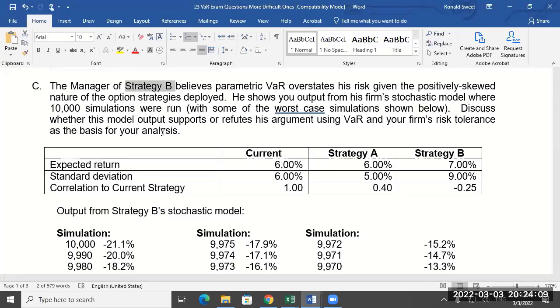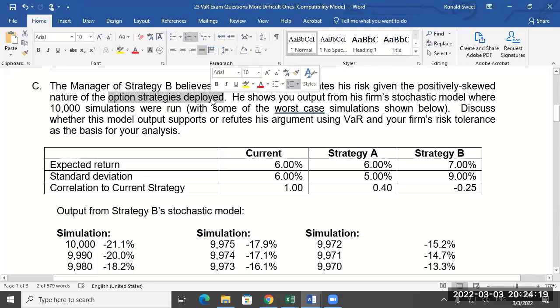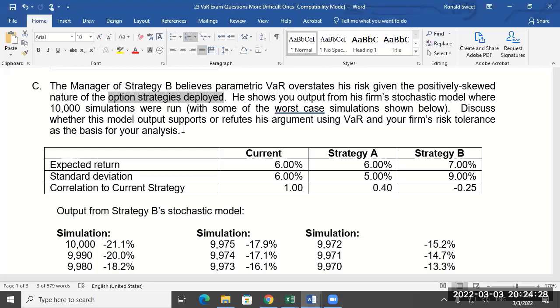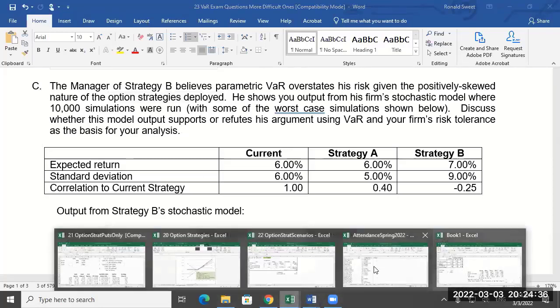All right, so maybe I don't like this guy, but he's complaining. He believes parametric VAR overstates his risk because he says, I have this option strategy, and for this option strategy, standard deviation is not the right measure because it cuts off some of the risk. It doesn't have the downside tail, kind of like my put strategy I was showing you. Yeah, its standard deviation is higher. In fact, let's go back and look at that.